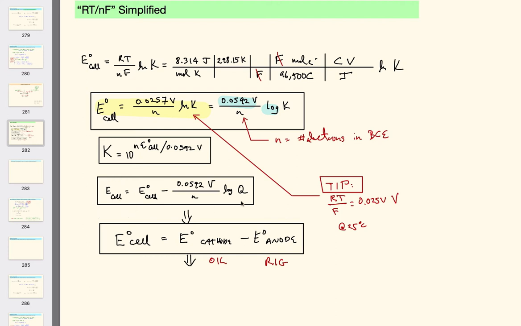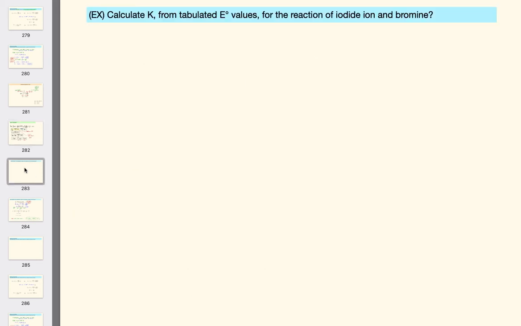And there's the full equation. Notice, again, there's Q because what? We have E cell. It's not in standard state. It's not at equilibrium. So we have a driving force, so we know that we're going to have a Q. So let's look at a sample problem here.